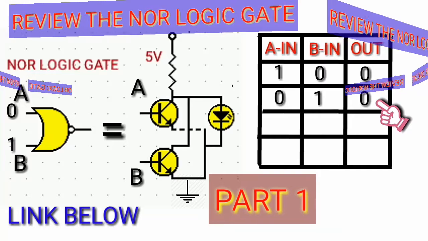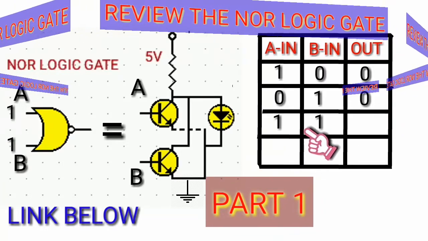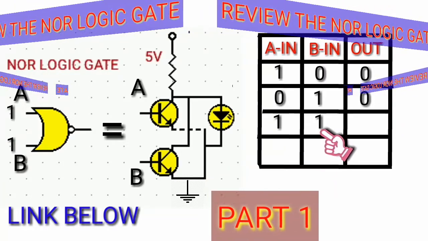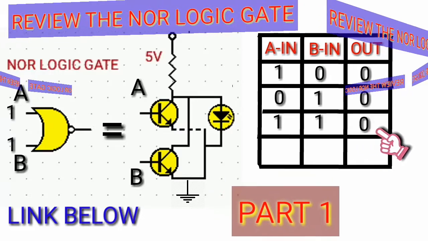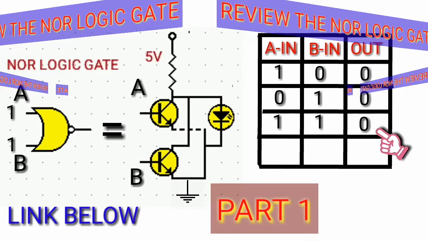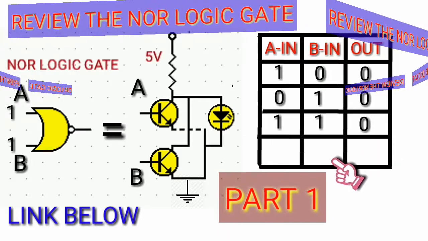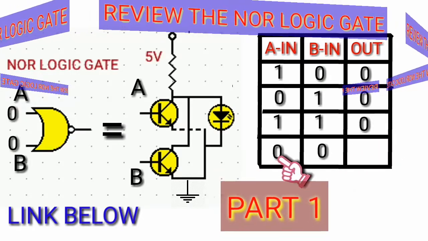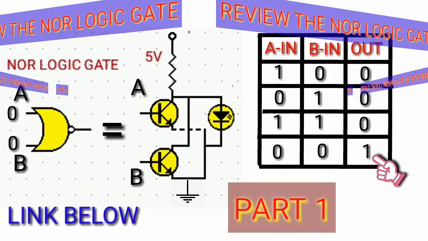But when the inputs A and B are injected by logic high, then the output will be logic low. When the two inputs are injected by logic low, then the output is logic high.